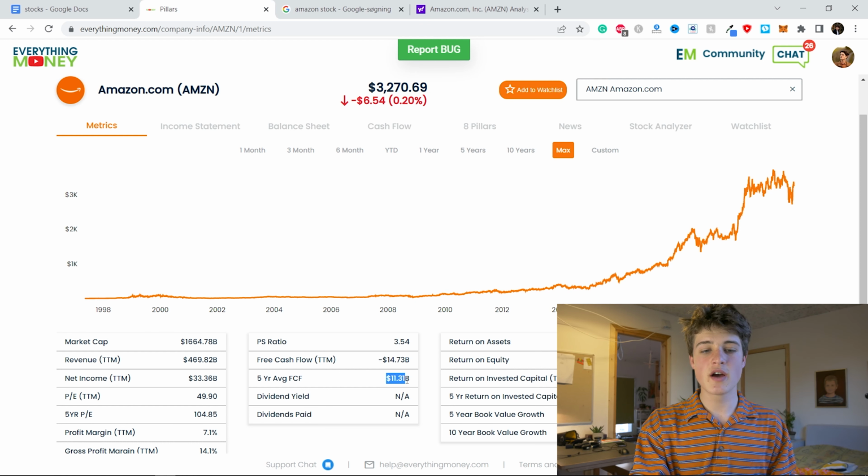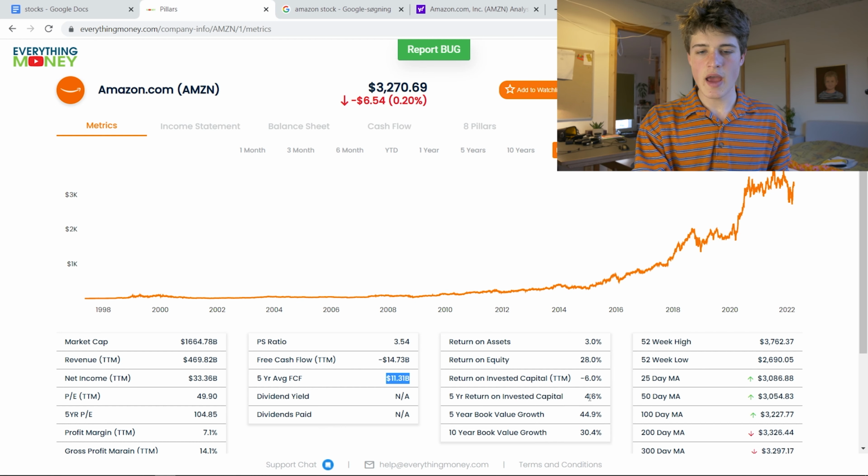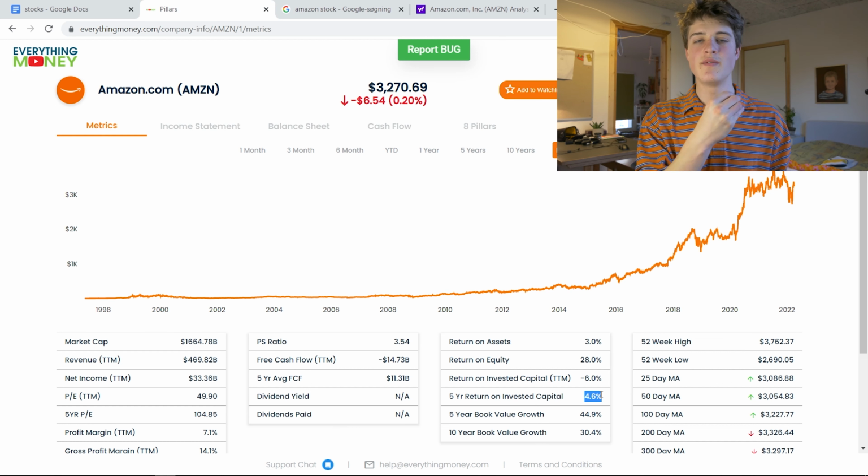So the average 5-year free cash flow has been 11 billion, so they are in the green on that one. They have an incredibly low 5-year return on invested capital. That is 4.6%. We would like to see that greater than 9%. So they are not at all good at generating returns on their investors' money.